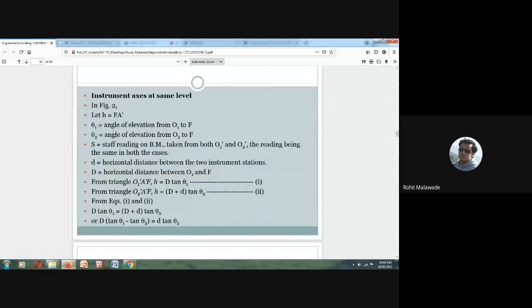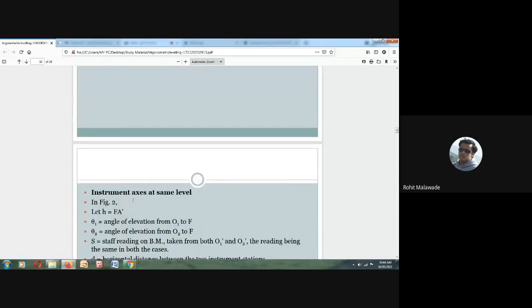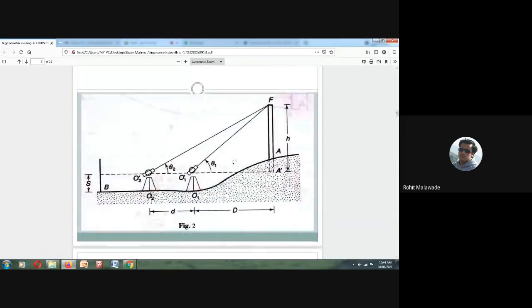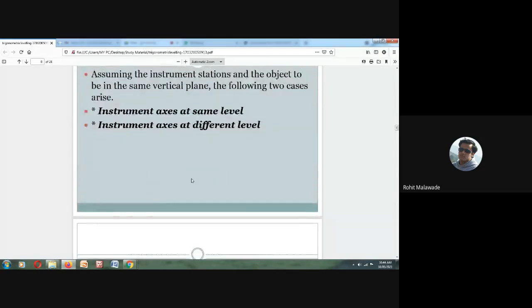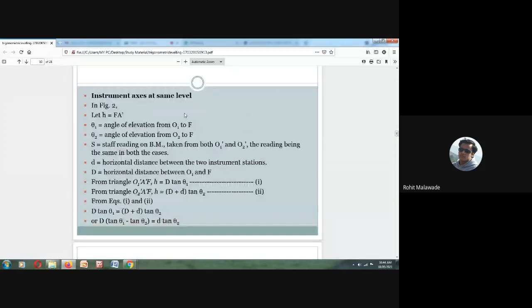Now, let H be equal to FA. This vertical distance is nothing but FA. Next, θ1 is the angle from O1 to F. You already know it. θ2 is the angle of elevation from O2 to F.